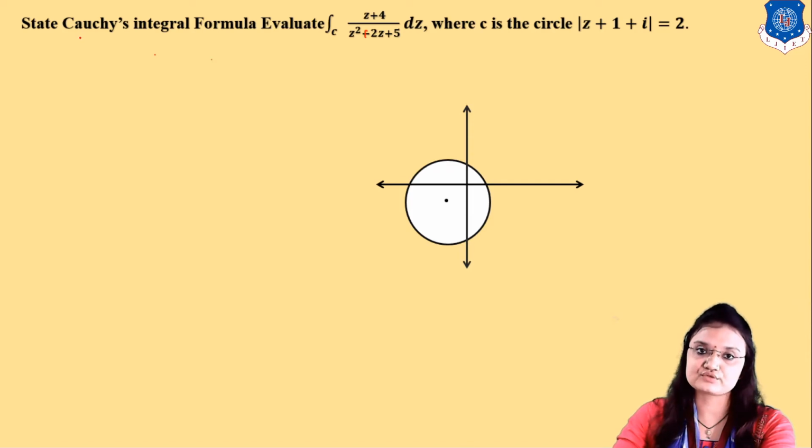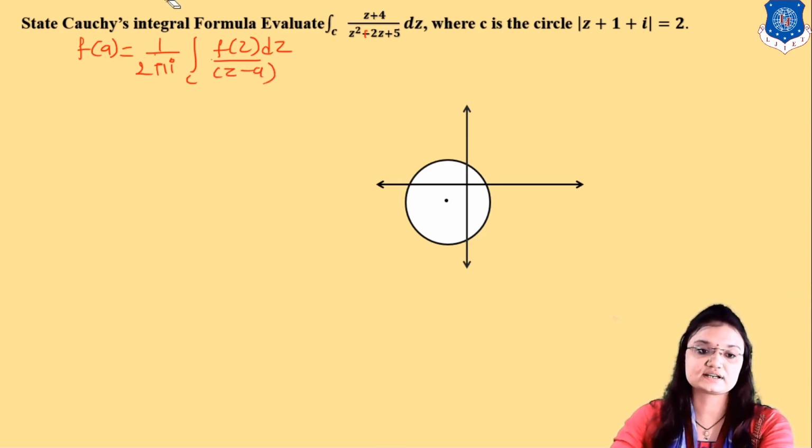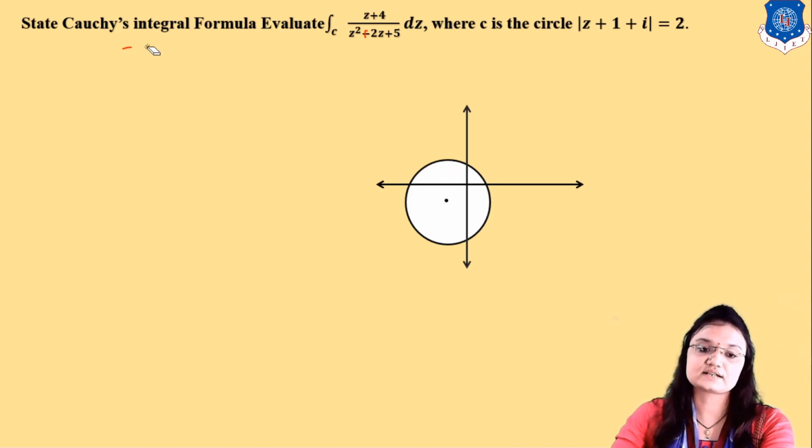If the function f(z) is an analytic function and z = a is any point which lies inside the circle C, then at that time we can say that f(a) is equal to 1 upon 2πi integration of C f(z) dz upon (z − a). This is Cauchy's integral formula which we studied in the first slide. Okay, and second, we have the question to evaluate this integration.